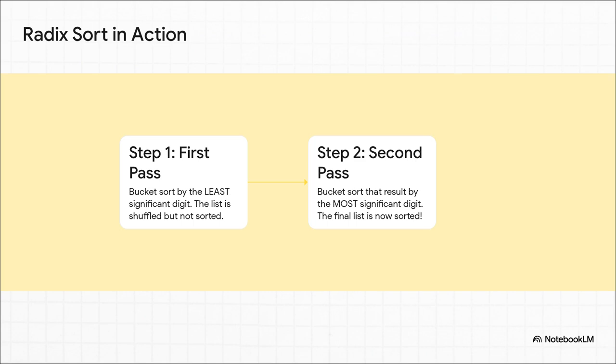First, we do a pass with bucket sort, but only on the rightmost digit, the least significant one. The list gets all shuffled up, and it doesn't look sorted at all yet. But here's the magic. We take that newly ordered list, and we do a second bucket sort, but this time on the most significant digit. And bam! The final list is now perfectly, completely sorted.